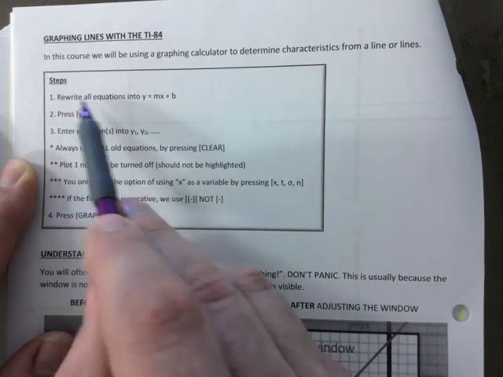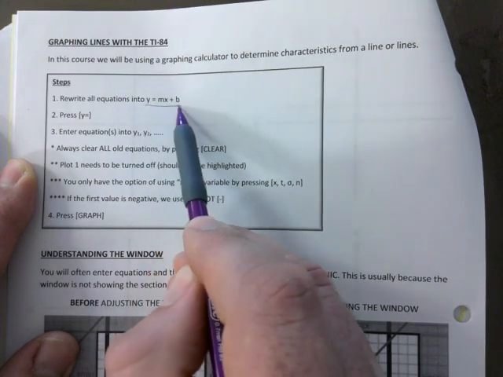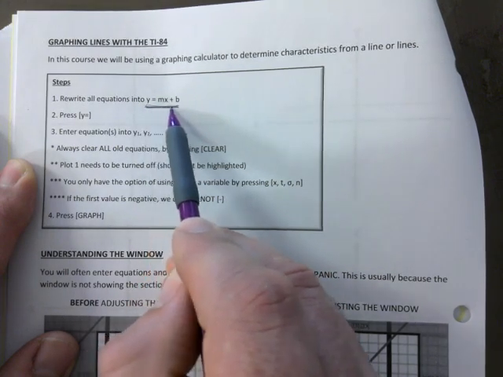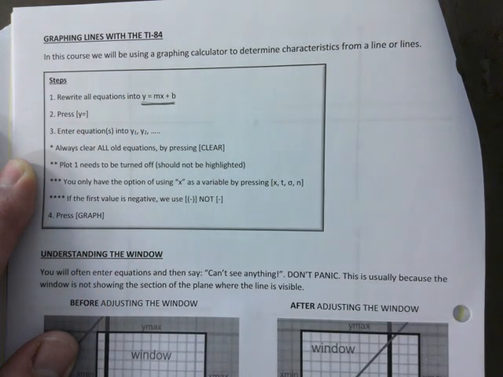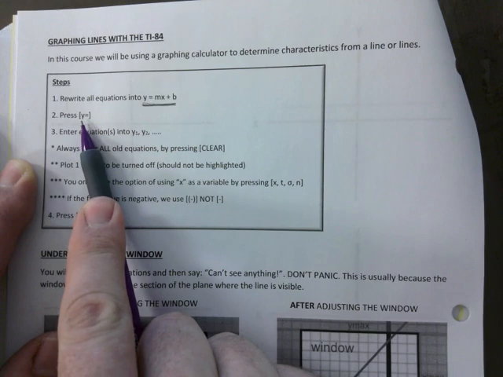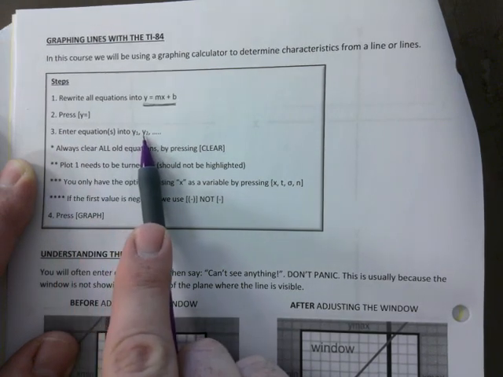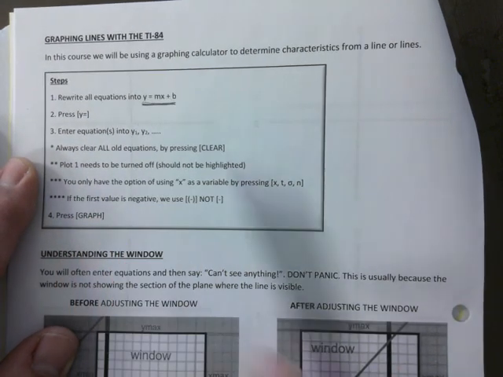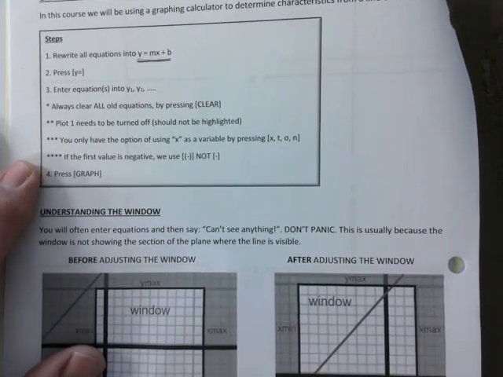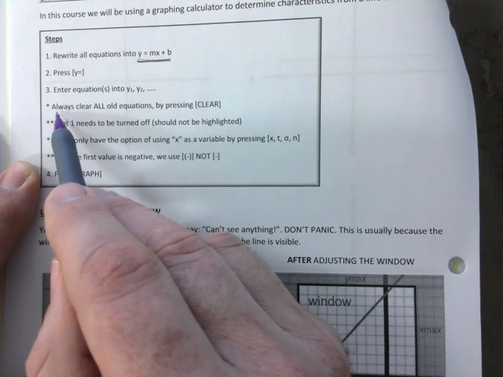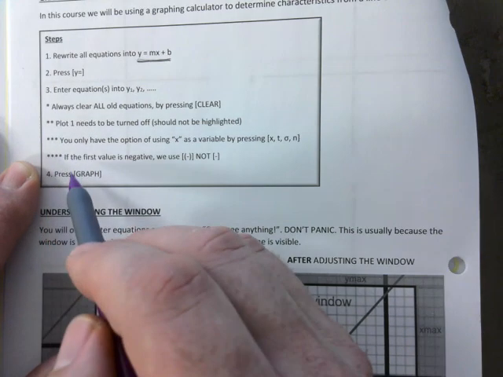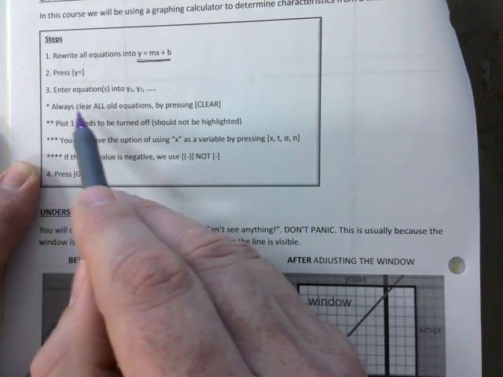So this is the key here. Rewrite all equations. You have to rewrite them like this. This is just in case I teach this before quadratics, so we know how to enter them into our calculator, into y1 or y2 or however many we're graphing. But look at all these stars here. That's crazy, right? It's almost like one of those forms you say I agree to on the internet, and you have no idea what's underneath there. But anyways, always clear all old equations.